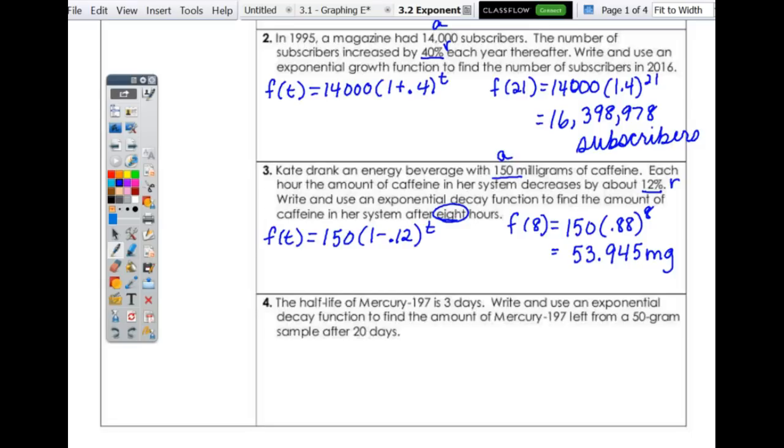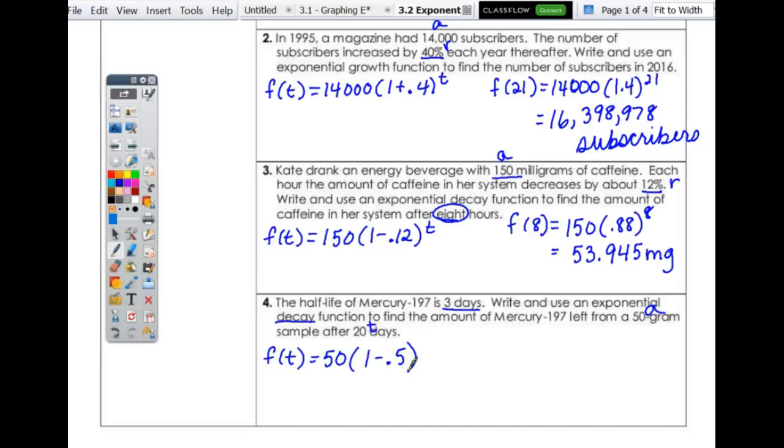So the half-life of mercury is 3 days. So the half-life is 3 days. Write and use an exponential decay function, so it's a decay, to find the amount of mercury 197 left from a 50 gram, so this is my initial sample, after 20 days. So that's my T. So my function, my A is 50 grams. And we already said it's a decay, and it's a decay of half-life, so it's 0.5.